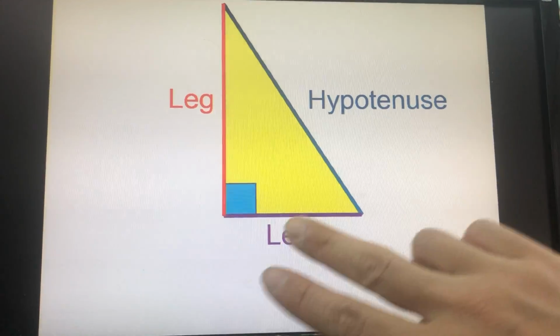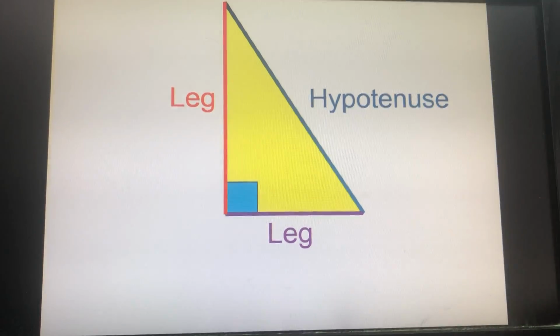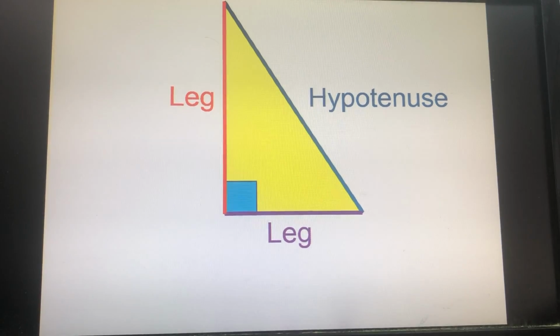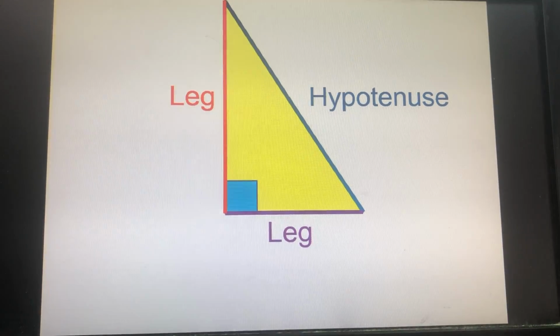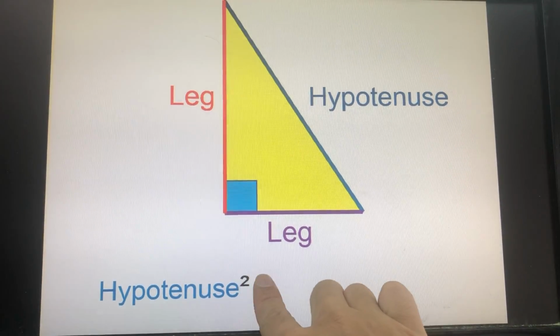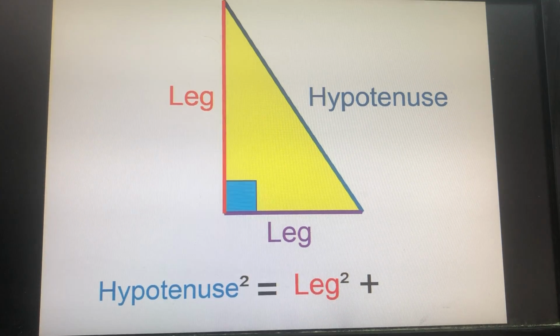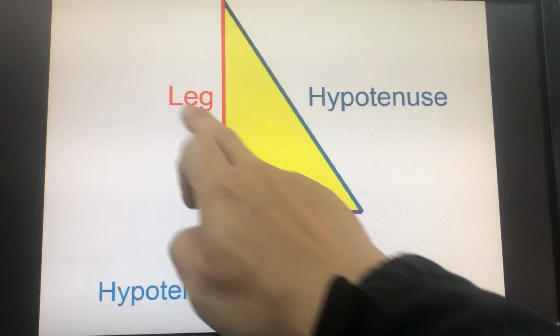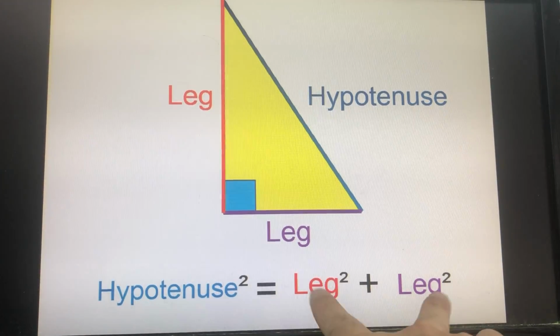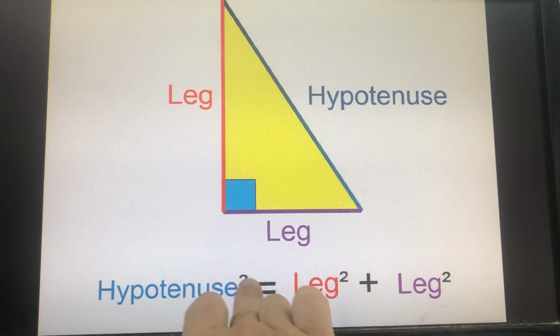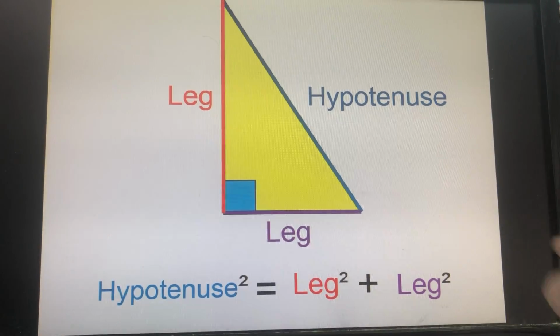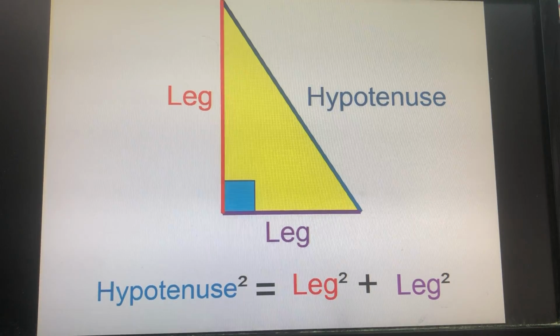So how do we write down the equation? By using the Pythagoras Theorem, first of all, we start from the hypotenuse. Hypotenuse, put a square here. Hypotenuse square equals the sum of the legs squared. Leg square plus leg square will be equal to the hypotenuse square. This is what we call the Pythagoras Theorem.